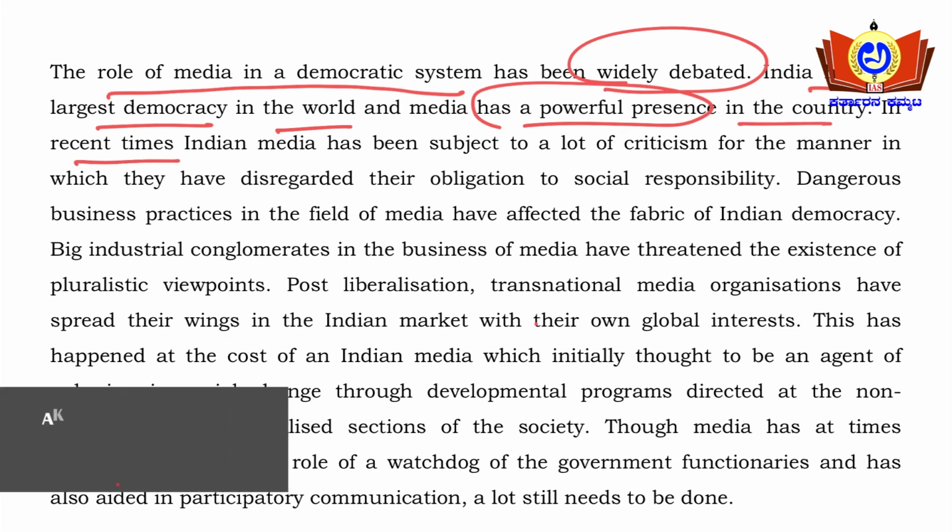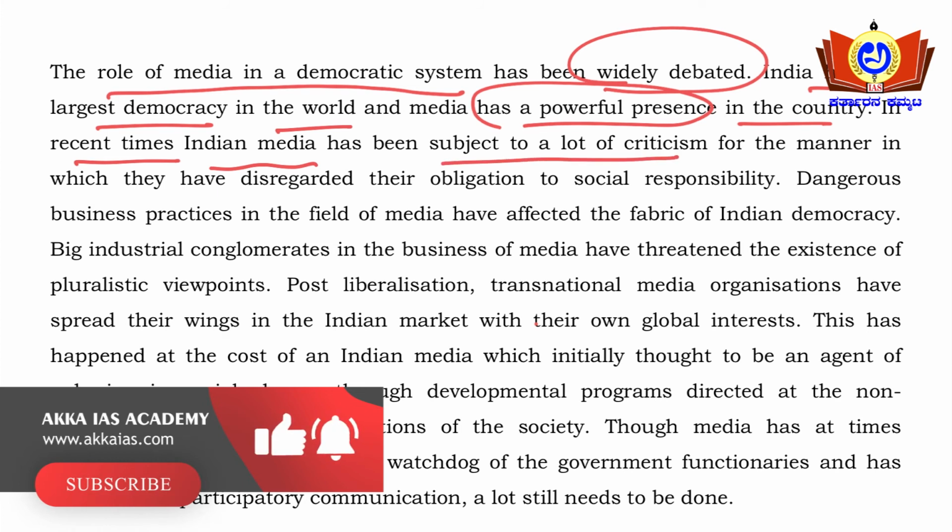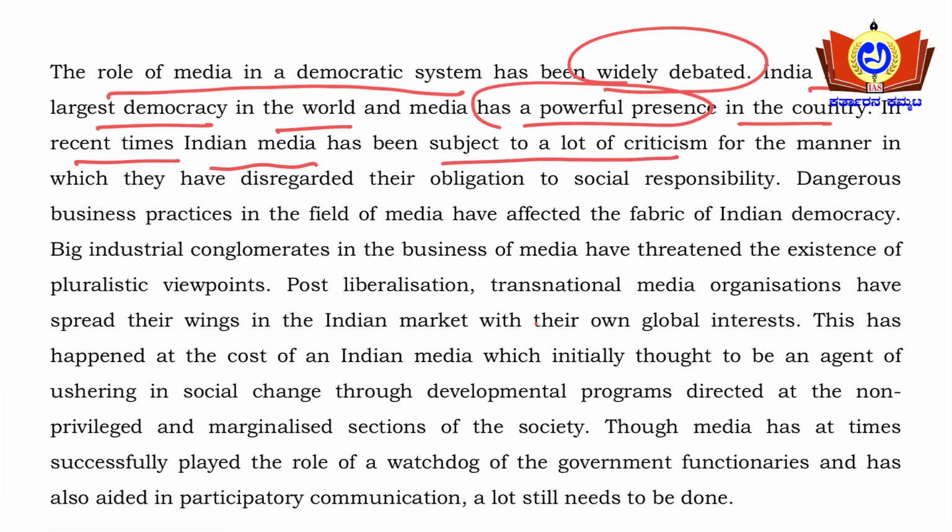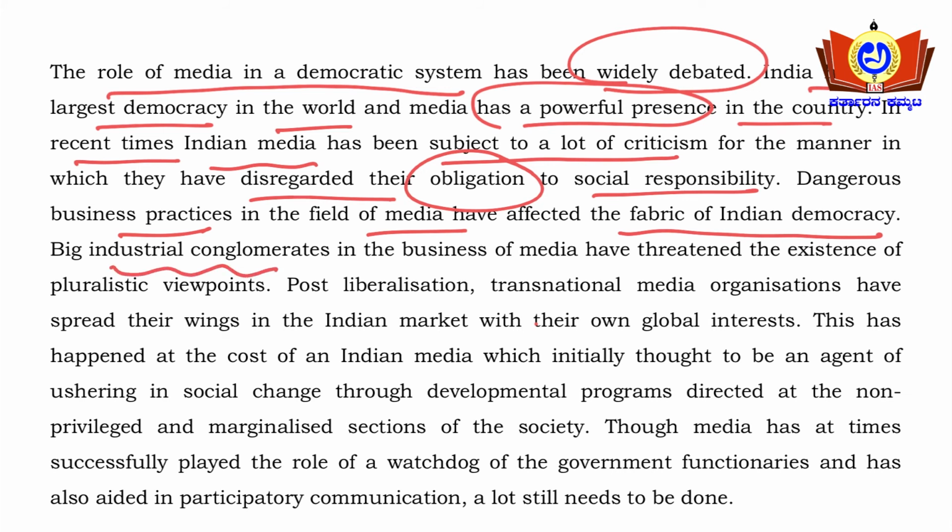In recent times, Indian media has been subject to a lot of criticism for the manner in which they have disregarded their obligation to social responsibility. Dangerous business practices in the field of media have affected the fabric of Indian democracy. Big industrial conglomerates in the business of media have threatened the existence of pluralistic viewpoints.